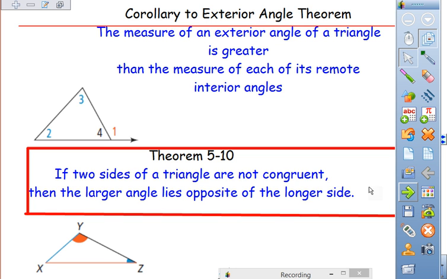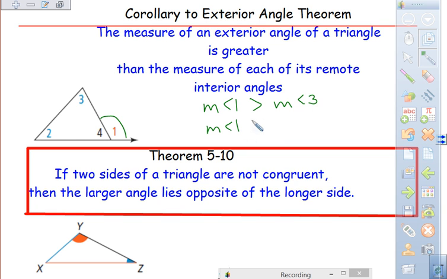The corollary to the exterior angle theorem: the measure of an exterior angle of a triangle is greater than the measure of each of its remote interior angles. So the exterior angle is angle 1. Angle 1 is greater than the measure of angle 3, and angle 1 is greater than the measure of angle 2. So those are the remote interior angles.